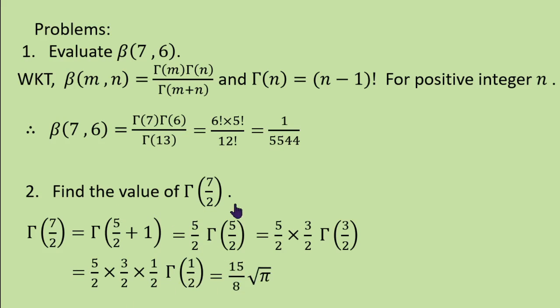Now see this. Suppose you want to find gamma 5 by 2. How to find gamma 5 by 2? Start with 1 less. That means 3 by 2, again 1 less, 1 by 2. Once you get 1 by 2, into root pi.